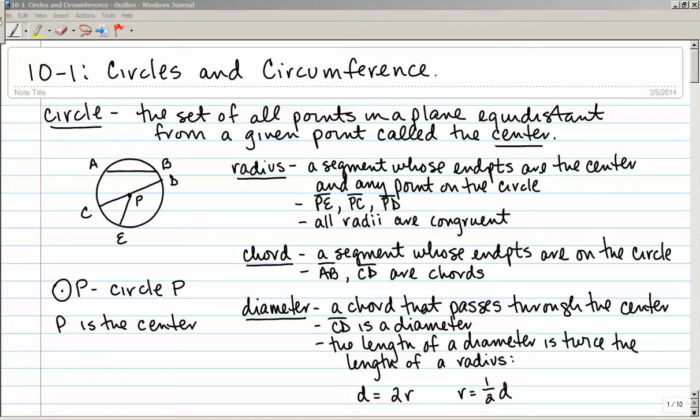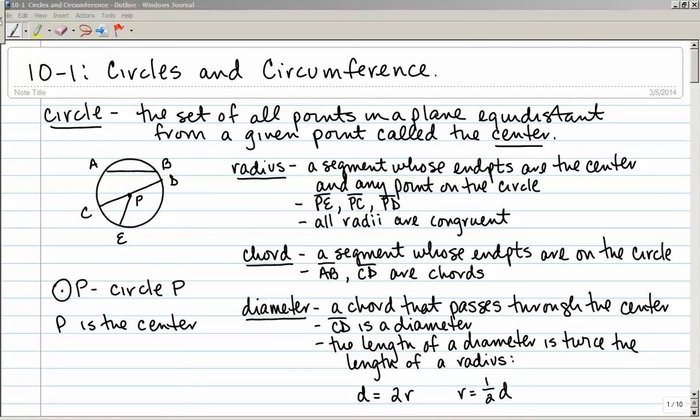A chord is a segment whose endpoints are on the circle. So an example of that would be AB. Segment AB is a chord. Also, segment CD is a chord because its endpoints are on the circle. A diameter is a chord that passes through the center. In this case, CD is a diameter, but it is also a chord because endpoints C and D are on the circle, but what makes it a diameter is that it goes through the center P.